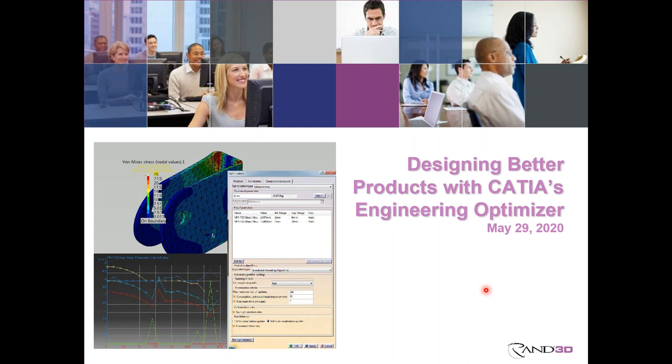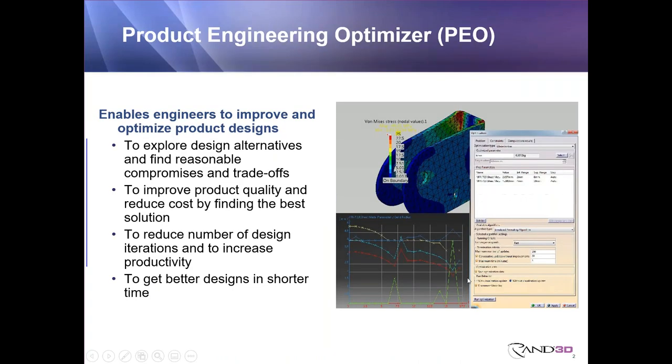It's all about making the products better. And the promise is that you can explore design alternatives and find reasonable compromises and trade-offs. You can improve product quality and reduce costs, finding the best solution, reduce number of design iterations to improve productivity, get a better design in shorter time, and so on and so forth.